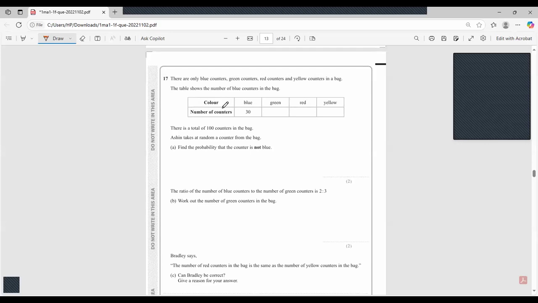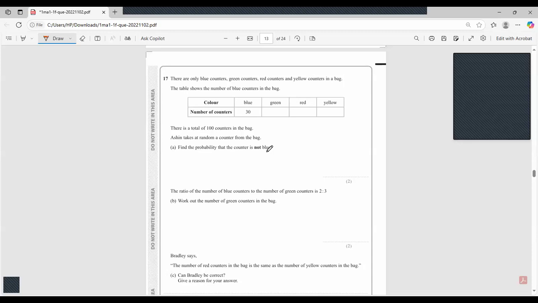There are only blue counters, green counters, red counters, and yellow counters in a bag. The table shows the number of blue counters in the bag, 30. It didn't say anything for green, but it says there's a total of 100 counters in the bag. Ashin takes at random a counter from the bag. Find the probability that the counter is not blue. Can you answer that question for me? What should we do in that scenario? What's the probability that the counter is not blue?